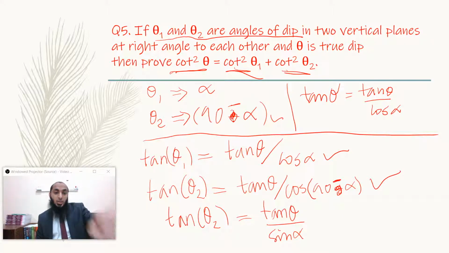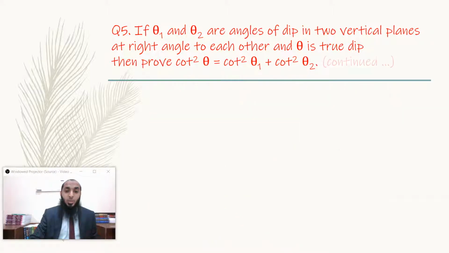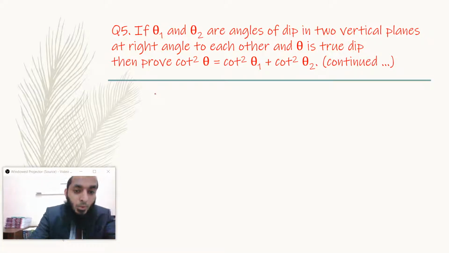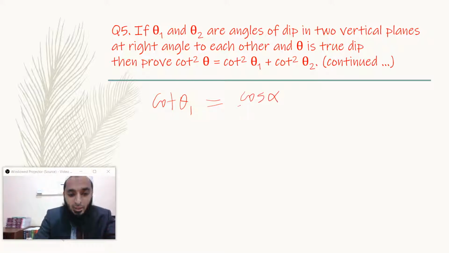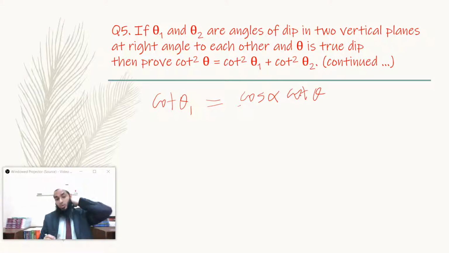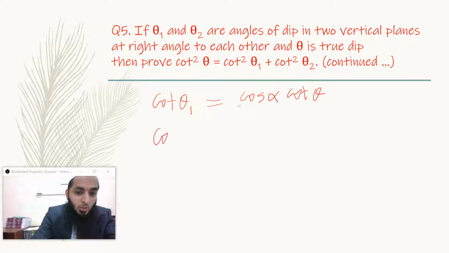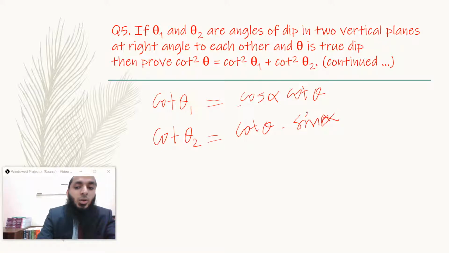But we want a relation in cot. So just take the reciprocal. If we take the reciprocal, we'll get cot theta 1 is equal to cos alpha divided by tan theta, which is nothing but cos alpha into cot theta. Yes or no? Similarly, cot theta 2 will be equal to cot theta into sin alpha. This sin alpha that we got.